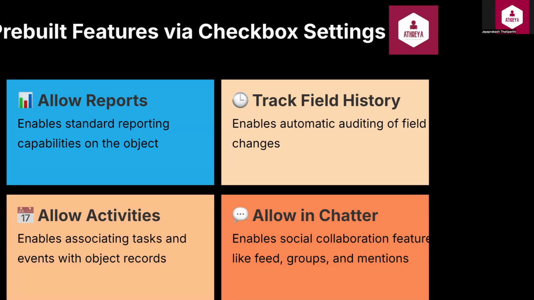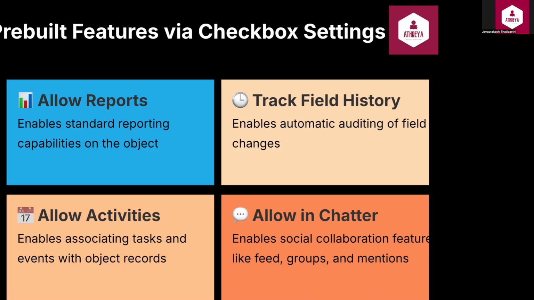The first thing that we are going to discuss is Allow Reports. Allow Reports enables the object to be included in standard and custom report types. For example, enabling this on the custom object Job Application allows HR to build reports on application status, submission date, etc. When you check the Allow Reports option on a custom object, Salesforce auto-generates report types based on how that object is related to others through master-detail and lookup relationships.